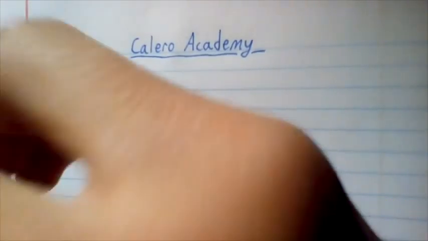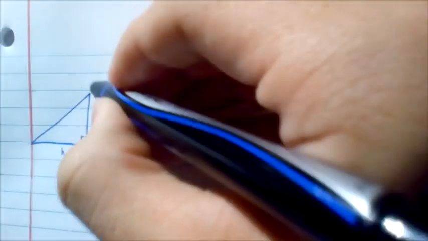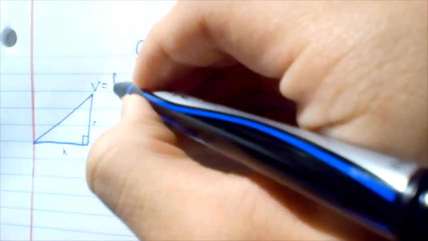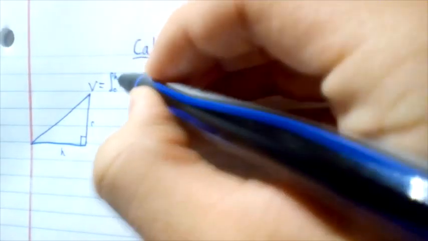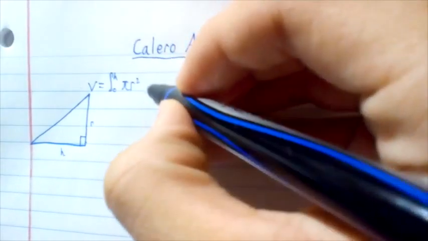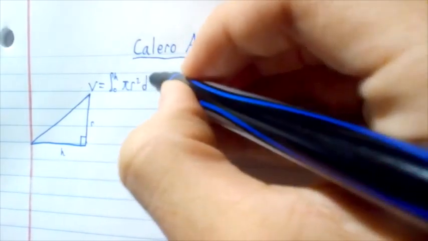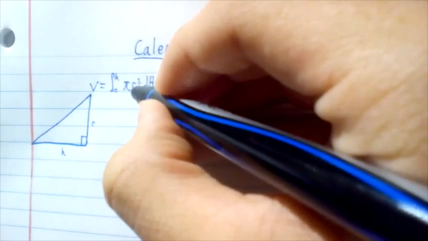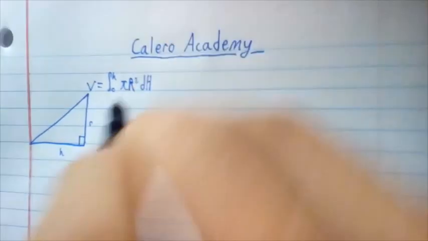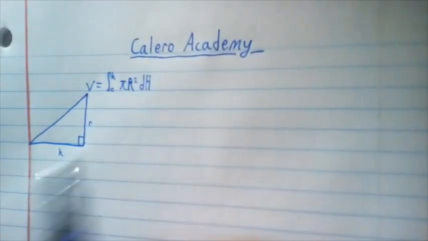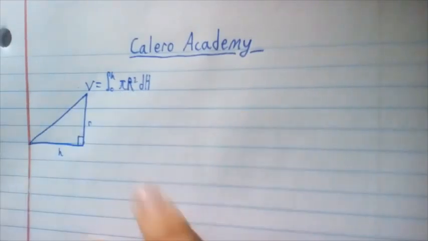Now, I'm going to convince you in a couple of seconds that the volume of our cone will be equal to the integral, which is really just a sum, from 0 to H of pi r squared times dh. And one second, we should make these guys cap R and cap H. I'll explain that in a second.